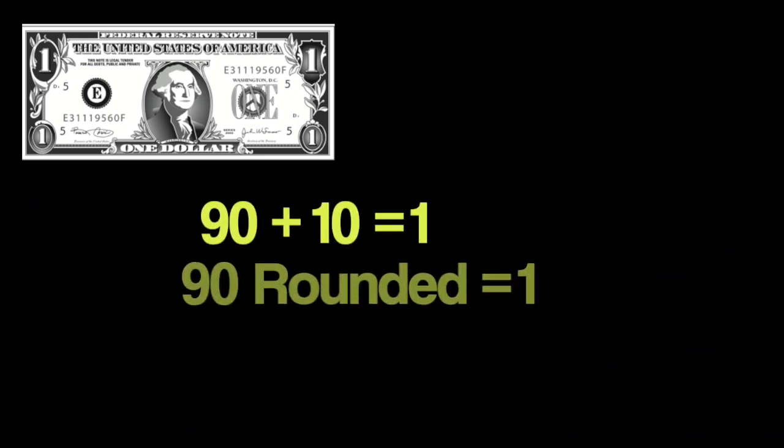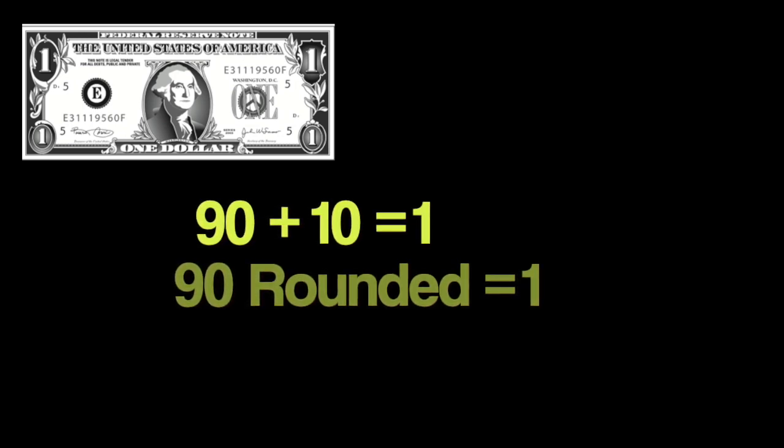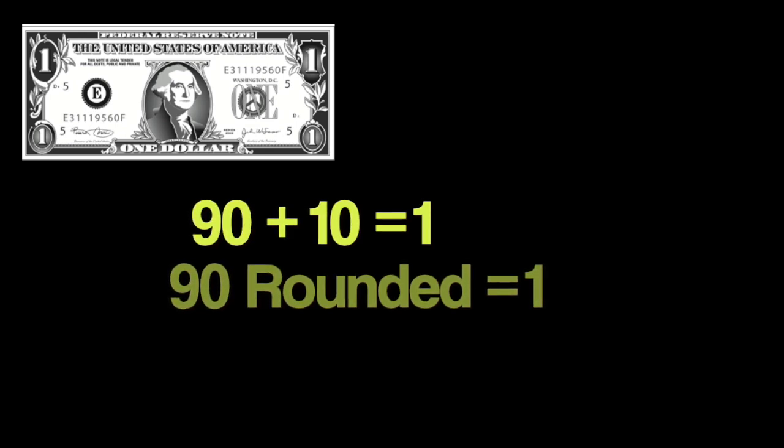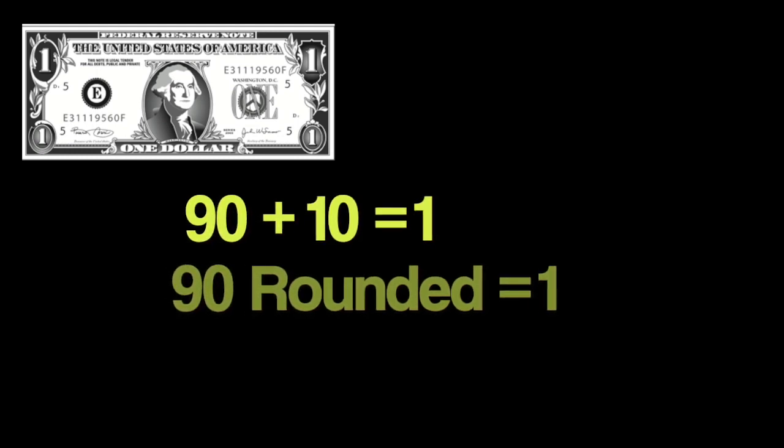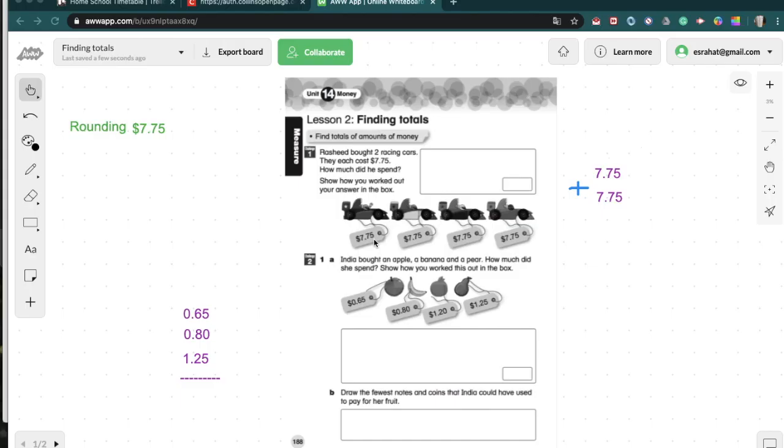So, as I mentioned earlier, if we have 90 cents and we want to make it $1, we'll need 10 cents, which is a dime. And this is exactly the same as rounding. So if we have 90 cents and we want to round it to the nearest dollar, it's exactly adding 10 cents. Now let's go back to the workbook challenges.